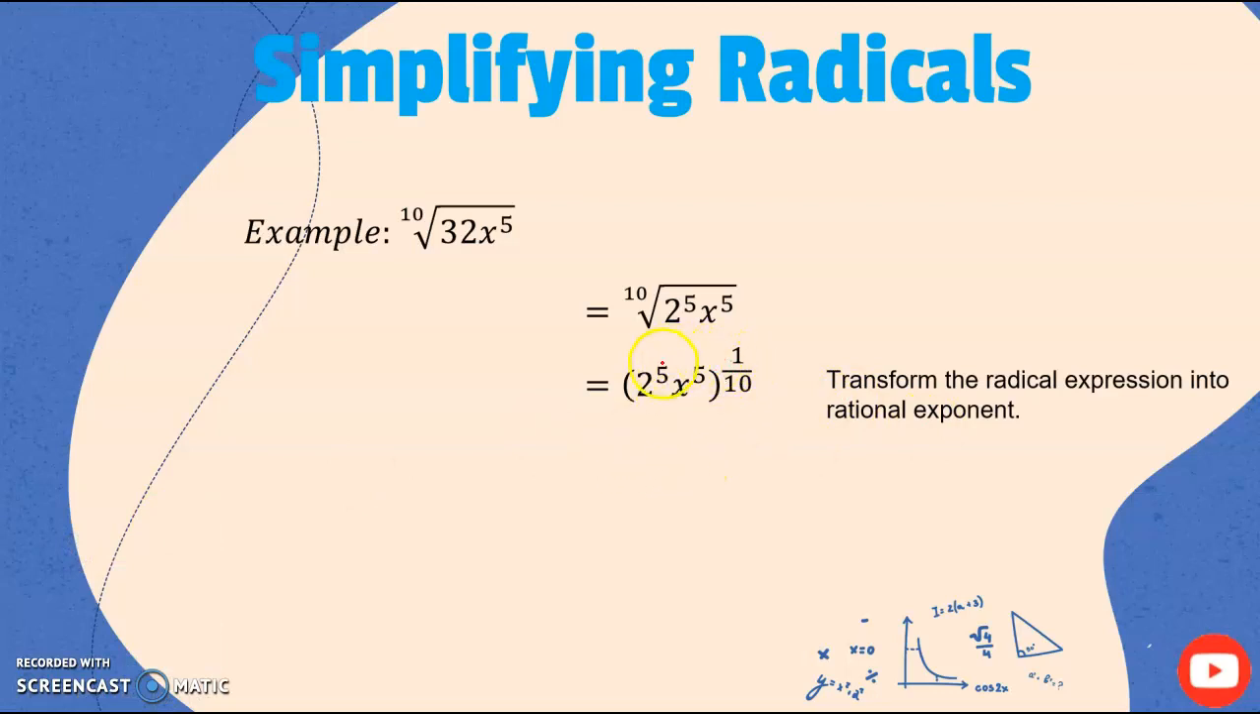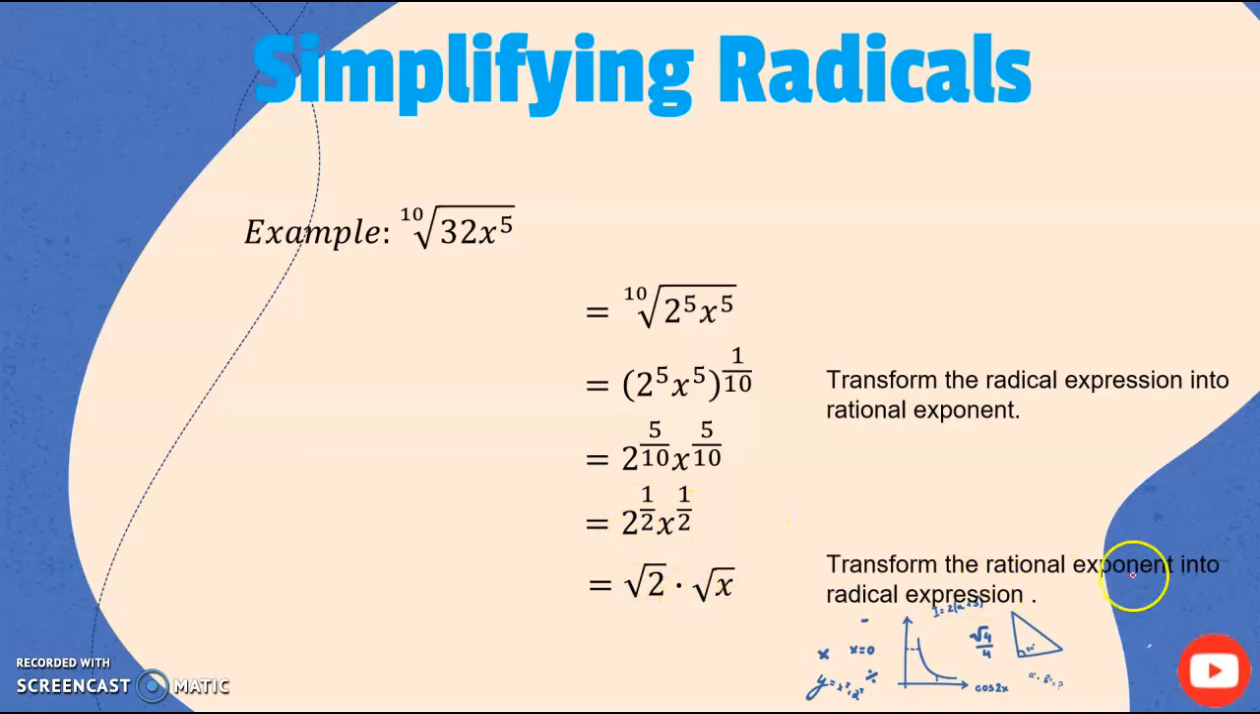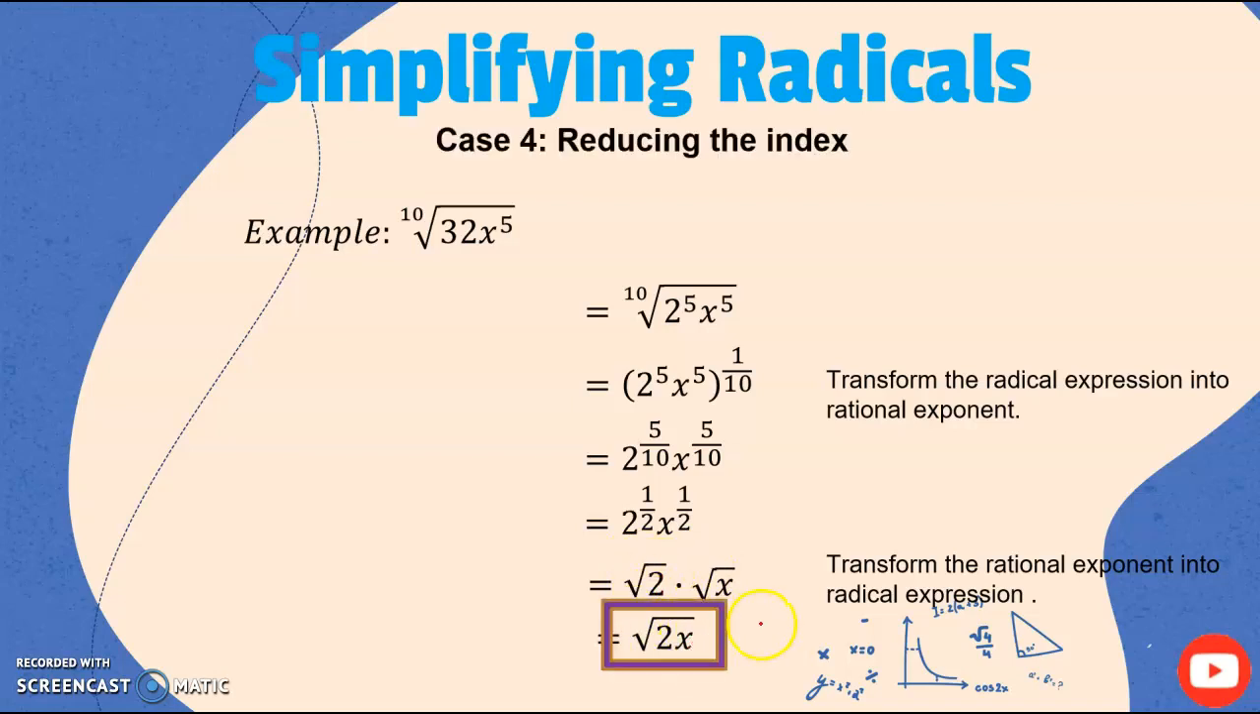Now we multiply the exponent. 5 times 1/10. It's 5 over 10 and then x to the power of 5 over 10. And then we simplify both. We come up with 2 to the power of 1/2 and x to the power of 1/2. And then we write them as radical expression, square root of 2 times square root of x. Then since they are both square root, we can multiply the radicand, so it becomes square root of 2x.